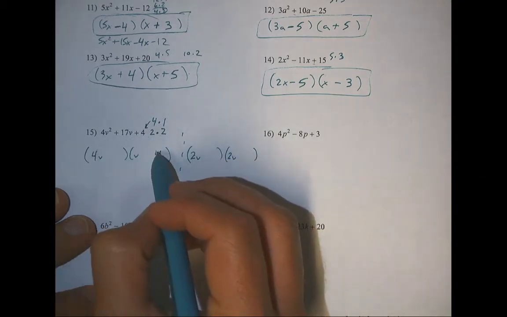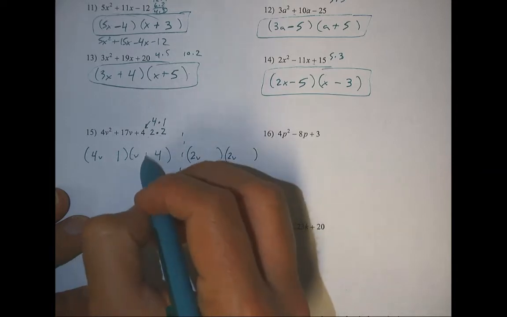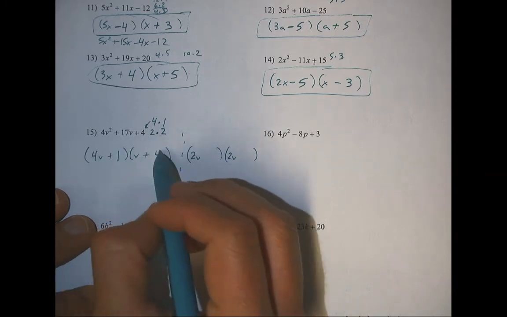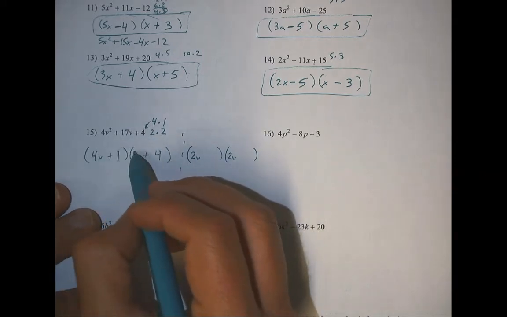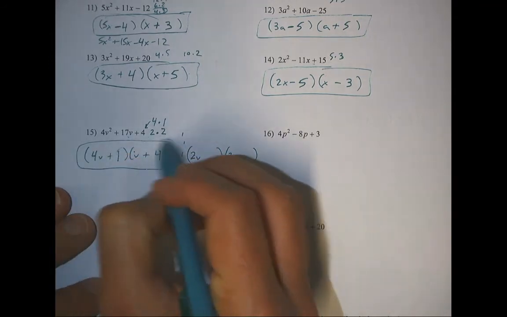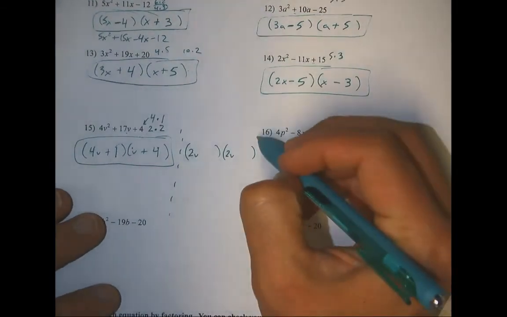So I get a 4 times a 4. And the 1 here. And then they're both pluses because all I have is plus signs. And then just double check yourself. 4 times 4, 16v, and then a 1v, that'll make 17v. The 1 times 4 makes a 4. And so I considered that I might have to get this far, but in this case, I didn't have to.